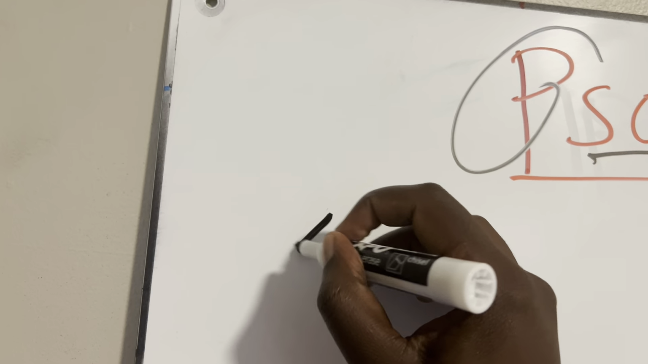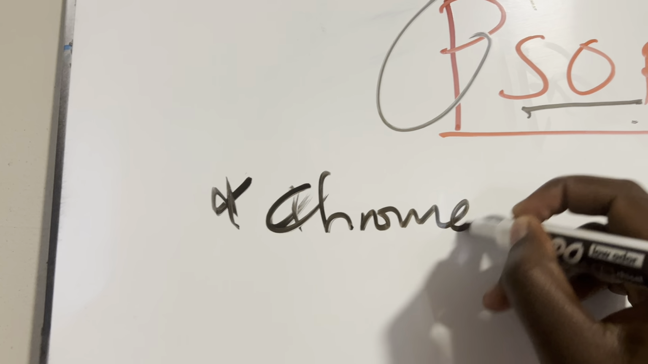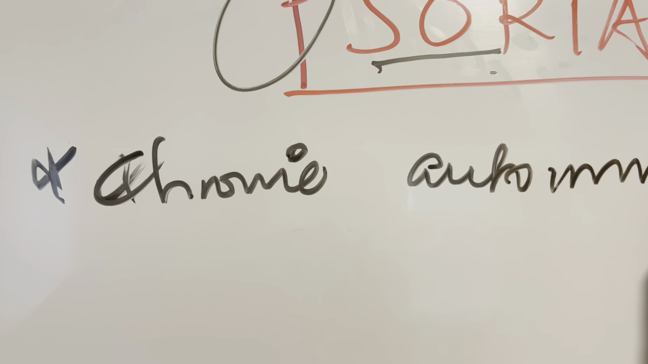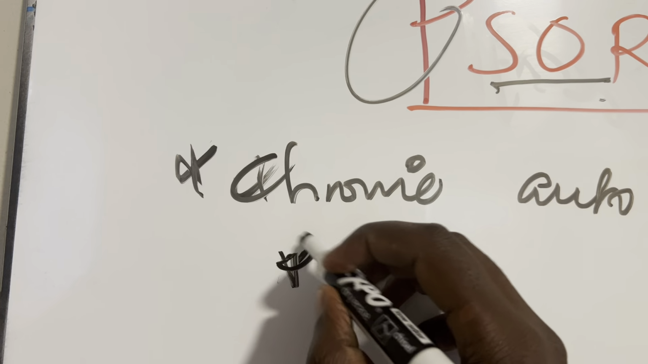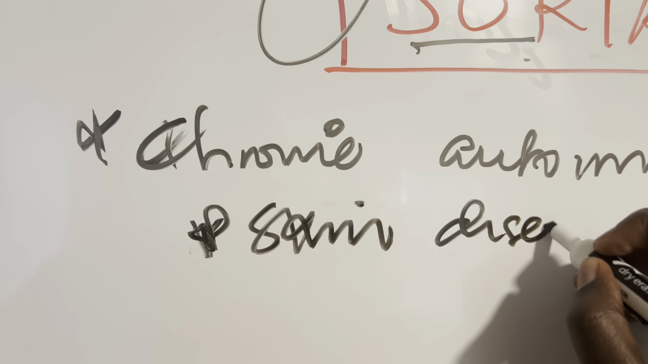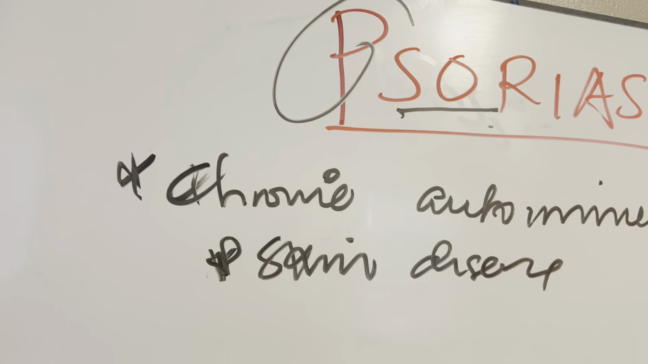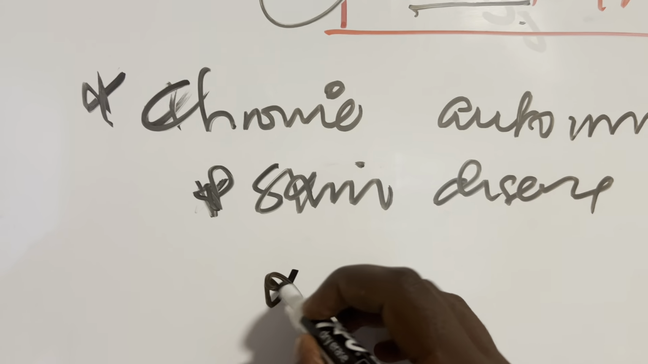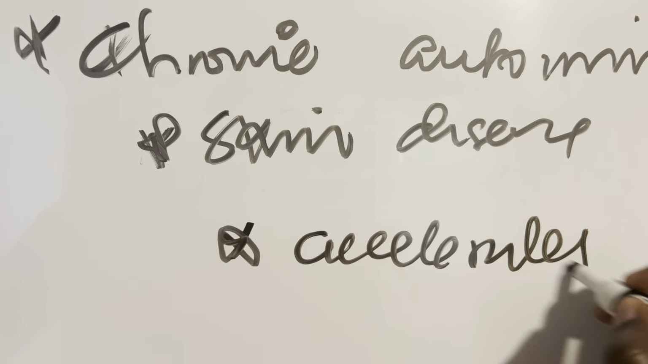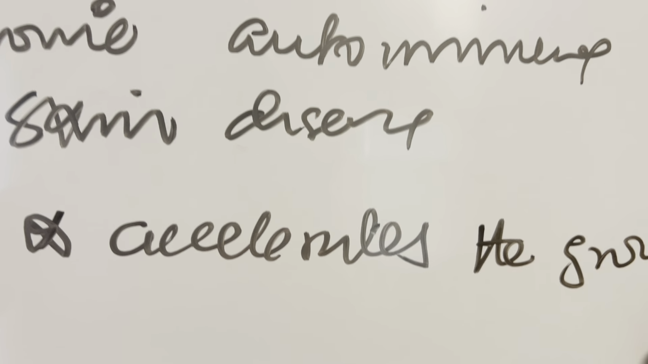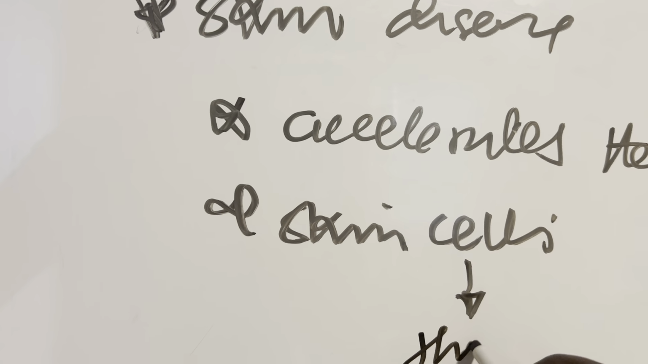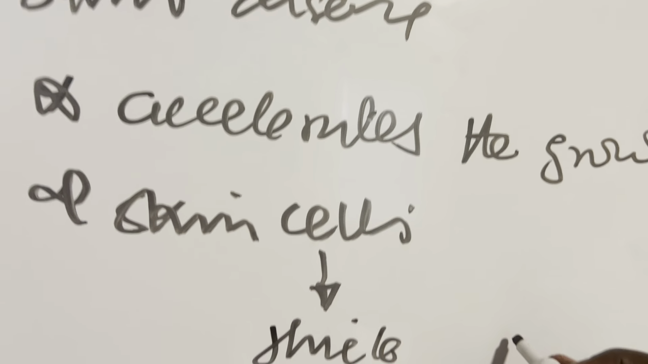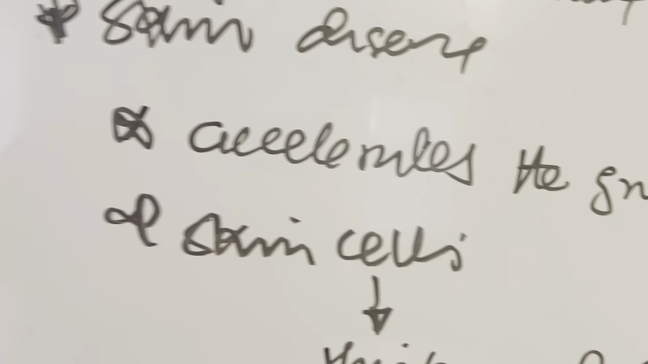So this is basically a chronic autoimmune skin disease that accelerates, or increases, the growth of skin cells, resulting in thick, very important, thick, and then red, and then scaly patches.